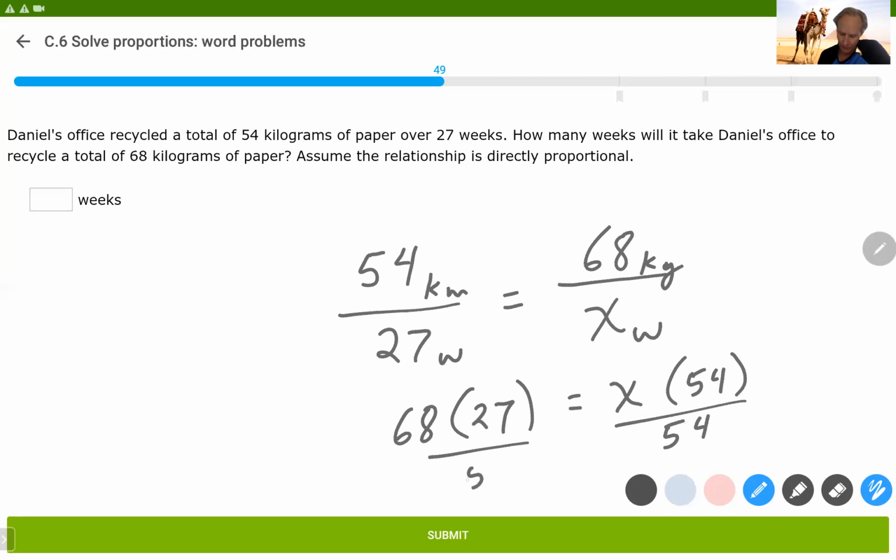Divide by the 54, and 9 goes into 54 6 times, and 9 goes into 27 3 times, and 6 goes, let's see, divide 3 into 3 and 3 into 6, and 68 divided by 2 is 34.